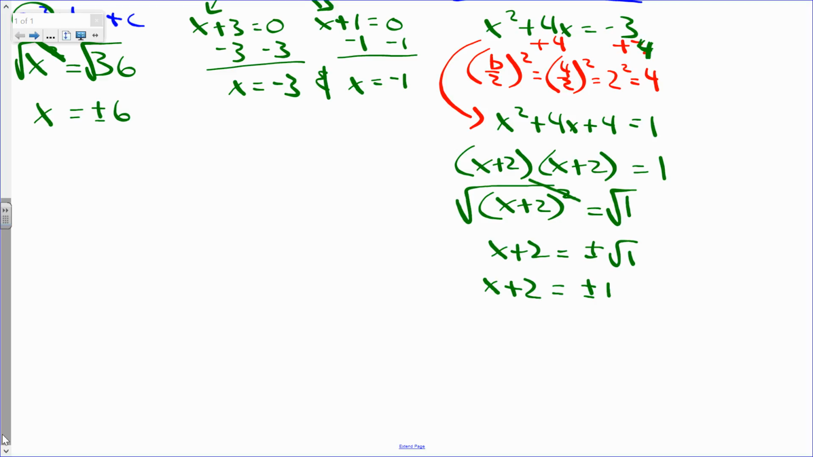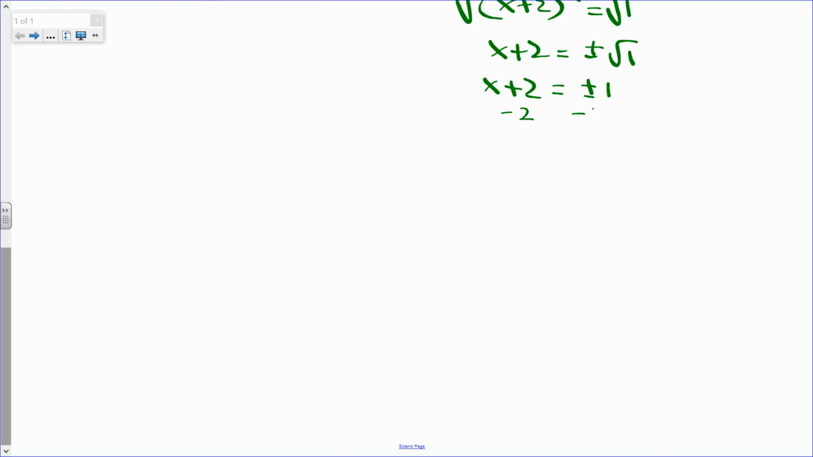x is not by itself. Let's subtract 2 from both sides. x then becomes negative 2 plus 1 and negative 2 minus 1. Notice how one of the solutions is a plus 1 and the other solution is the minus 1. Remember, a quadratic equation has 2 solutions. So that means x is what? What is negative 2 plus 1? Negative 1. And negative 2 minus 1? Careful. What's negative 2 minus 1, the same as negative 2 plus negative 1? Negative 3.